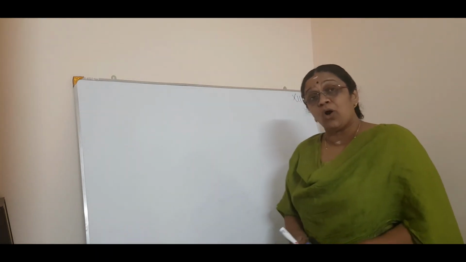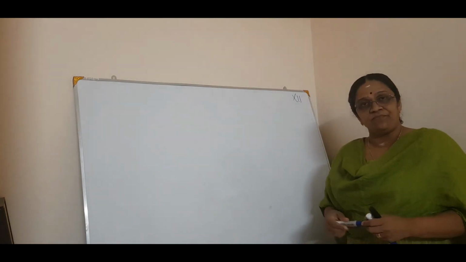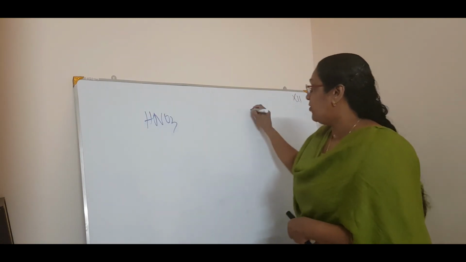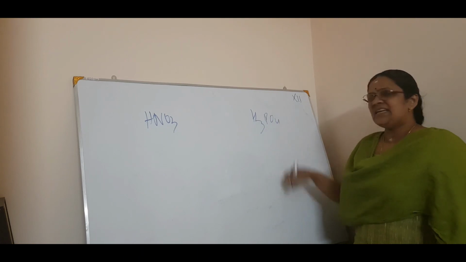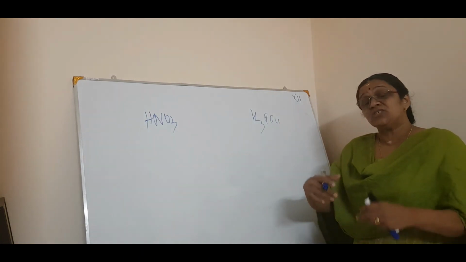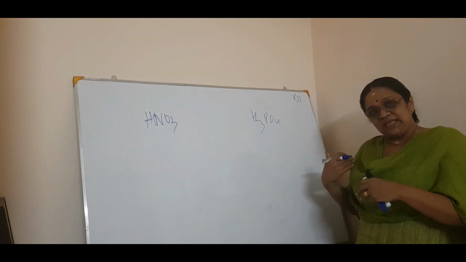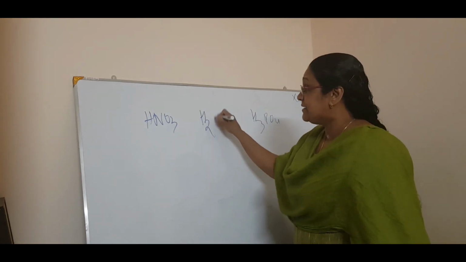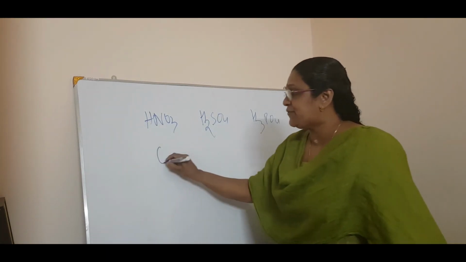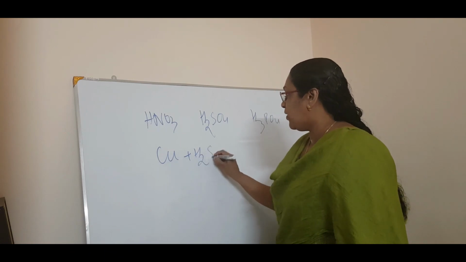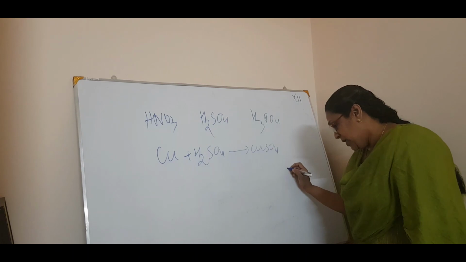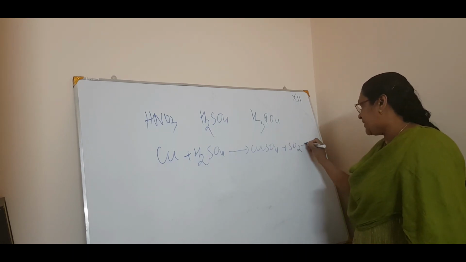When you talk about the oxidizing property of sulfuric acid, it is between nitric acid and phosphoric acid. It is a moderate oxidizing agent. It means it is not so strong and not so weak. Sulfuric acid can oxidize, for example, copper to copper sulfate: copper plus sulfuric acid gives copper sulfate plus sulfur dioxide plus water.